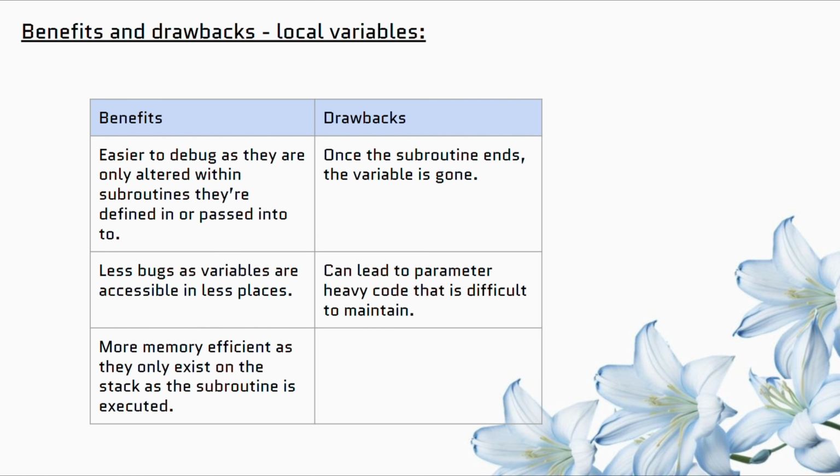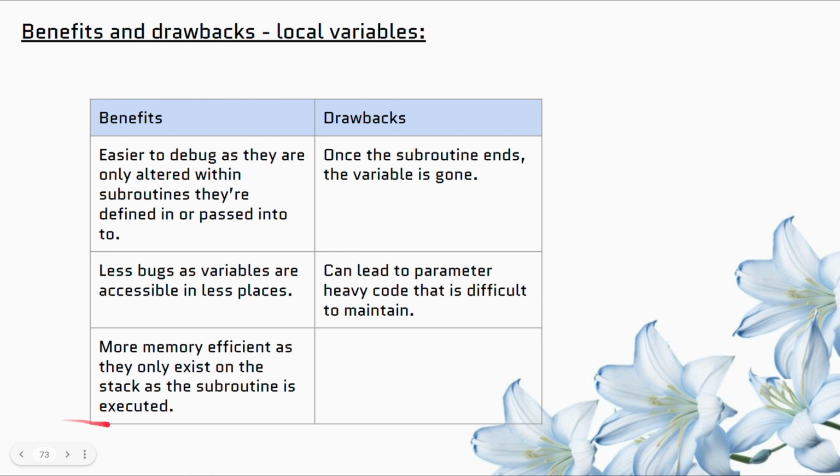So, what are the benefits and drawbacks of local variables? Since you're only affecting them within the subroutines they are defined in or passed into, it's easier to debug, right? You don't have to check every single subroutine, you only have to check subroutines they are defined in or passed into. Additionally, you're going to deal with fewer bugs because they're only accessible in certain places. You don't have to write code that affects these variables fully all throughout the program. You're only writing code that affects these variables within their specified subroutines, you know? So you have to worry about them less, so it's going to lead to fewer bugs.